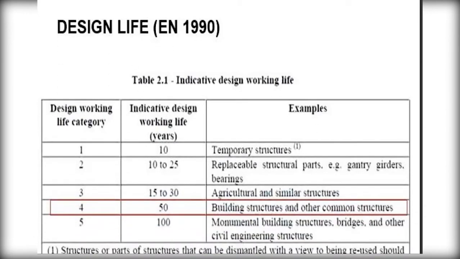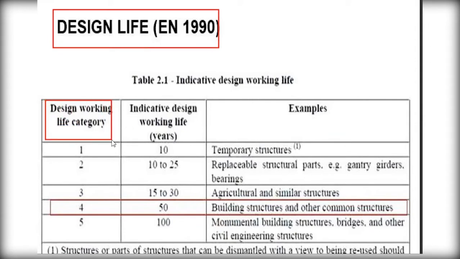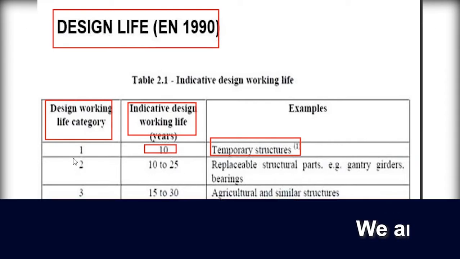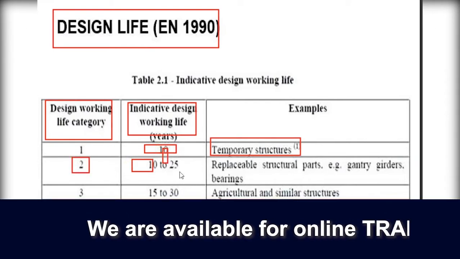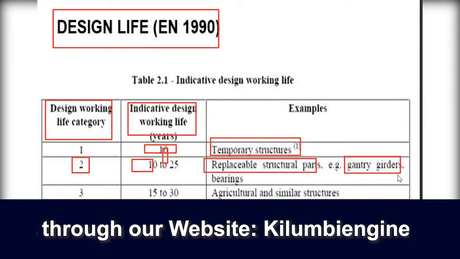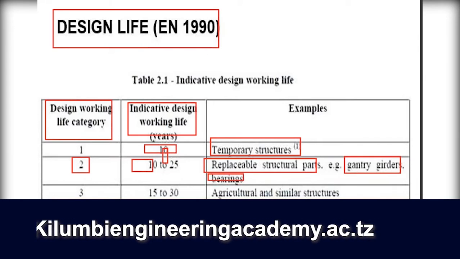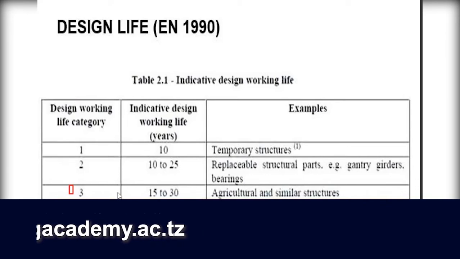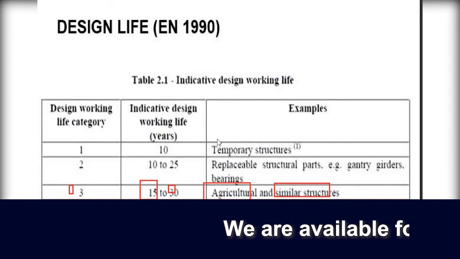So also the design life as per Euro. The design working life is indicated by category. Category 1 is 10 years, and this is for temporary structures. Category 2 is about 10 to 25 years, and this is for replaceable structural parts, like gantry girders or bearings. Category 3 is about 15 to 30 years, and this is for agricultural or similar structures.